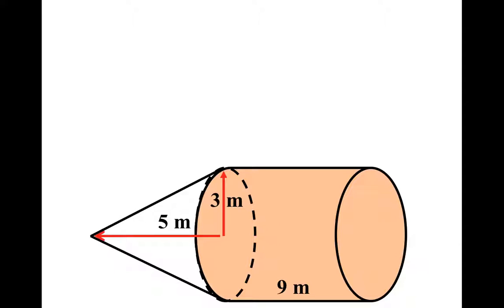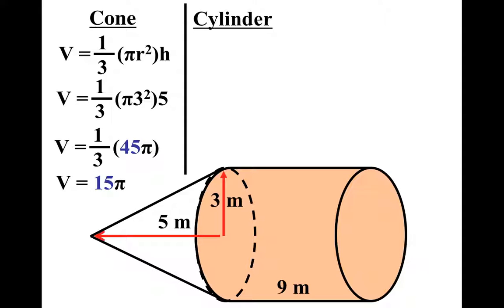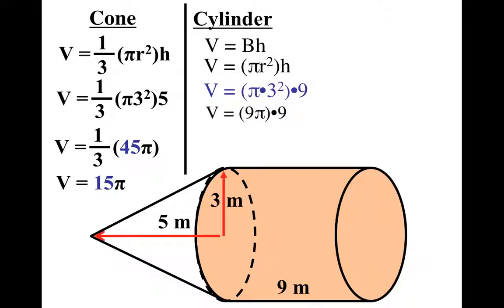All right, let's try this one. What if I had a cone and a cylinder put together? Well, step one, find the volume of the cone. 1/3 pi r squared times h. End up getting 45 pi times 1/3, which gets me 15 pi for my volume. For my cylinder, notice 3 is my radius, 9 is my height.